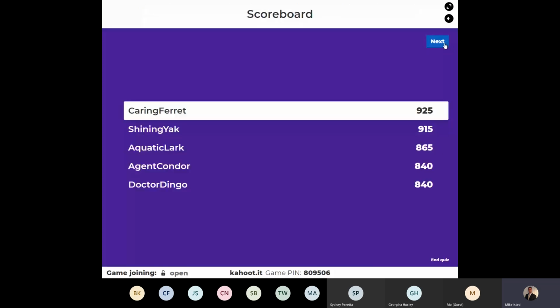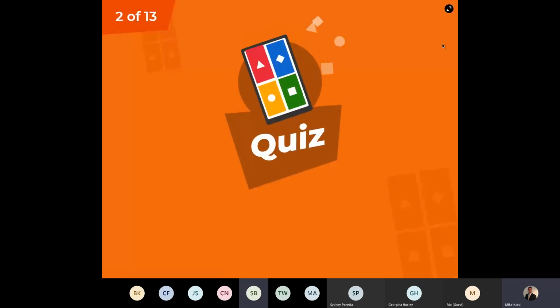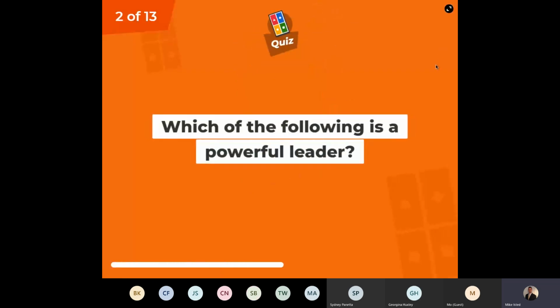Who's in the lead? Caring Ferret. Wow. Steaming out there. 925. Shining Yak. 915. Third place. Aquatic Lark. Sean, we're not even on the board yet. Come on. We'll get there. Which of the following is a powerful leader?